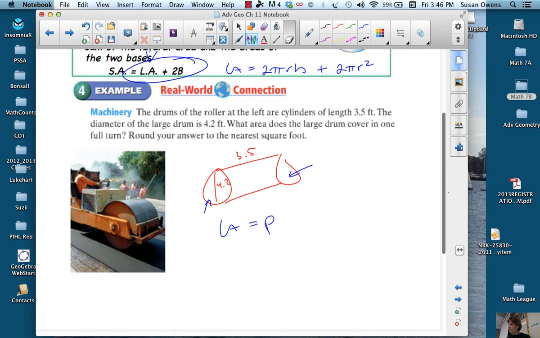And the lateral area is the perimeter times the height. So the perimeter is circles, so 2 pi r times the height. So because the diameter is 4.2, the radius is going to be 2.1. And the height is 3.5. So if I multiply these together, I get 4.2 times 3.5, 14.7 pi. And because this is a word problem, we probably should put in our calculator and get an estimated answer. So if I multiply that times pi, I get it's about 46.2 feet squared.